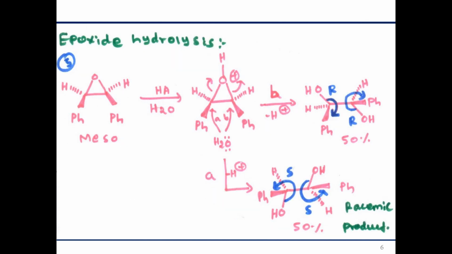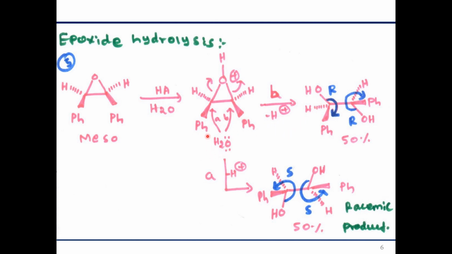Now we will see the epoxide hydrolysis reaction. When this cis epoxide reacts with the protonated acid in presence of water, it forms the corresponding protonated intermediate which reacts with the water nucleophile to form the corresponding product.